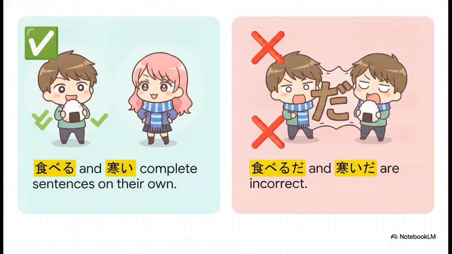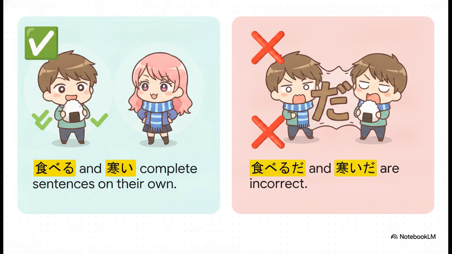Let's bust a major beginner myth right here. A lot of learners assume that all sentences need a copula, or an equal sign, at the end to be grammatically correct. Not true at all. The verb "taberu," meaning I will eat, and the i-adjective "samui," meaning it is cold, are perfectly complete on their own.